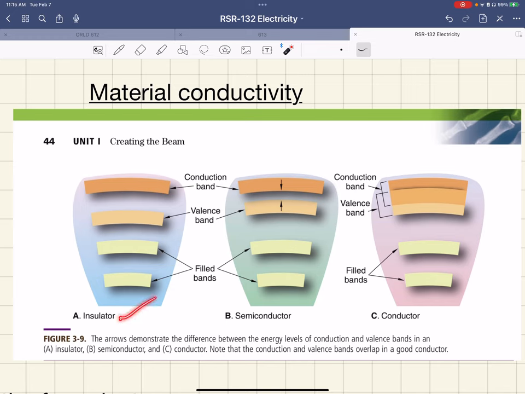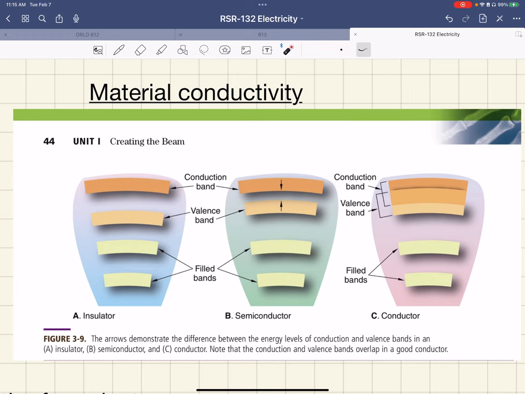So if we start here with an insulator, you can see that the valence band and the conduction band have a decent amount of separation. Now, just a little recap. Valence simply means the outermost shell of electrons. And when we're talking about the conduction band, that's the area where loosely bound electrons freely flow. So in an insulator, they're a little too far apart to really permit electron flow. So that's one thing that obviously can lead to resistance, if electrons can't move because the conduction band's too far out of range.